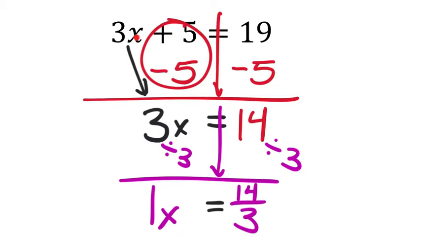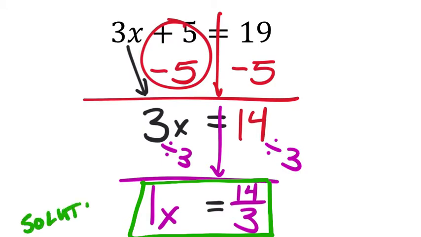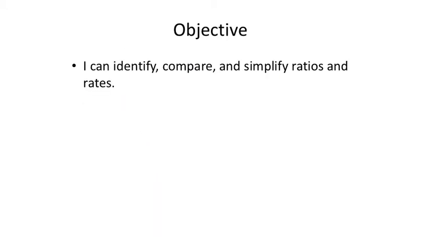3 times 14 thirds, that'd be 14, and then 14 plus 5 is 19. So that's true, which tells us that if you replace the x in the original equation with 14 thirds, you get a true statement out of the equation, which tells us this is the solution, which we pretty much expected, but we made sure.